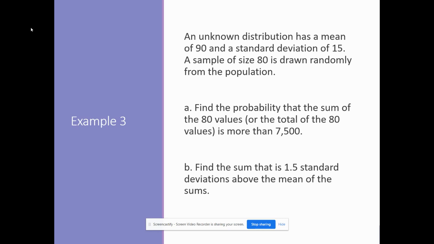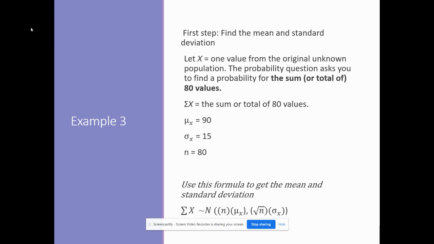Have you noticed how many times I've said sum in that one slide? That's telling me I need to look at my sums. I'm not dealing with my means here, I'm dealing with my sums. So let's keep going. First step, find that mean and that standard deviation.